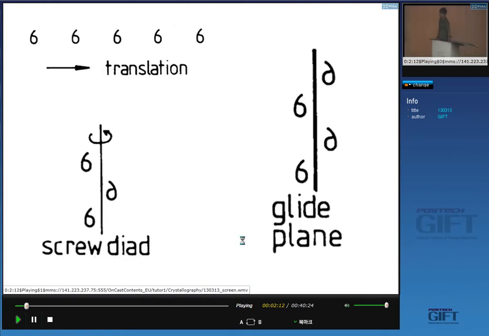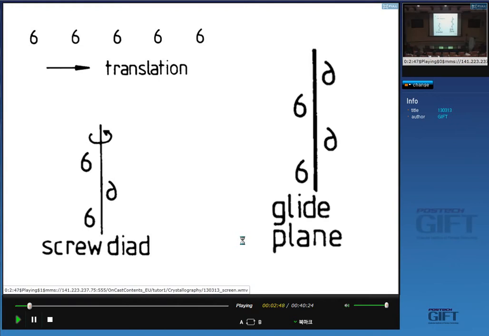So let me just remind you about what translational symmetry is about. So obviously, when we move from one lattice point to another, that's translational symmetry. Yeah? Because the environment at this point is exactly the same as the environment along there. We've talked about screw axes. So here is a lattice vector. If I rotate by 180 degrees and translate by half that distance, then that's a screw dyad. Okay? So you're not only rotating, but also translating along that axis.